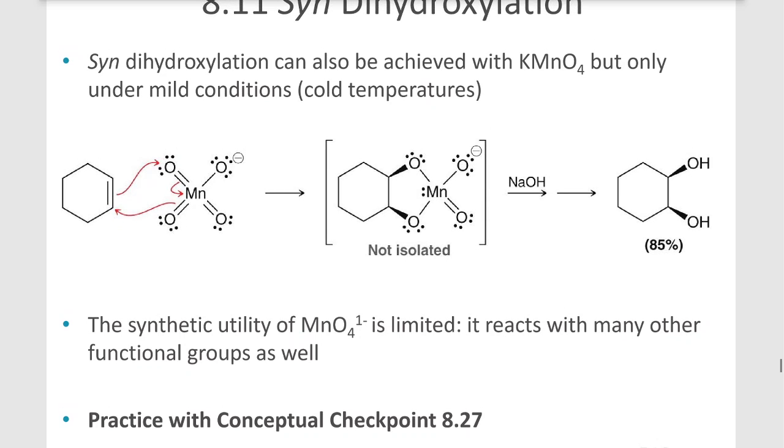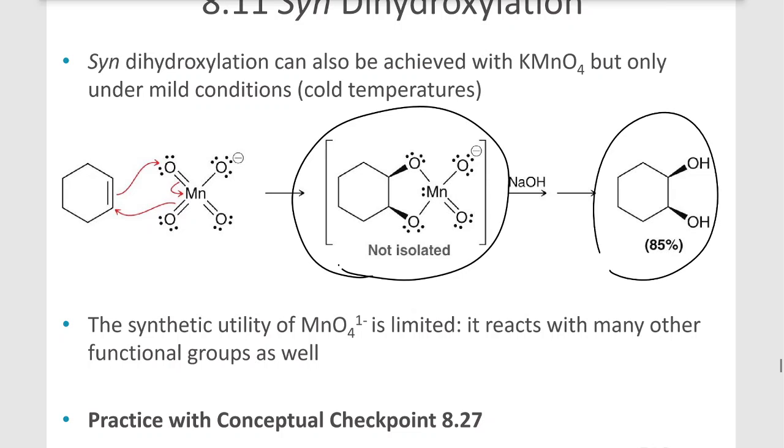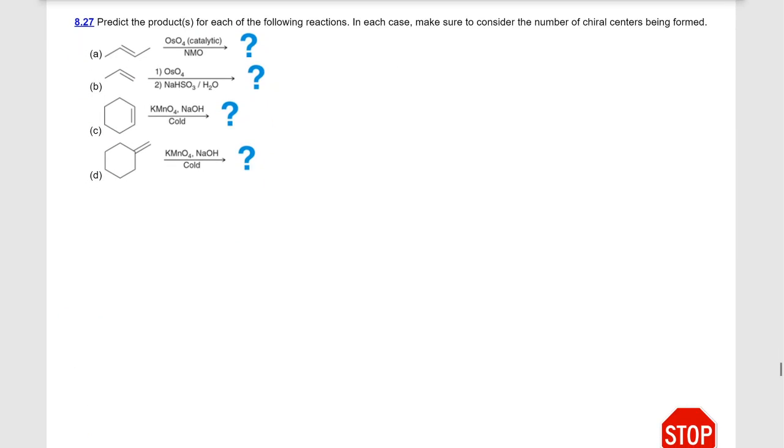We can also use potassium permanganate. Notice the similarity in structure between potassium permanganate and osmium tetraoxide. And it also goes through a similar concerted mechanism in order to obtain this intermediate, which, this being a one-pot reaction, is not actually isolated, but we still get the Syn diol. But the synthetic utility of permanganate is limited because potassium permanganate can react with a lot of other species, so we have to use the osmium reagent if potassium permanganate won't work. But again, the osmium is toxic and expensive, and so we try to avoid it by using potassium permanganate if possible. So let's see if we can predict some of these products for these reactions.